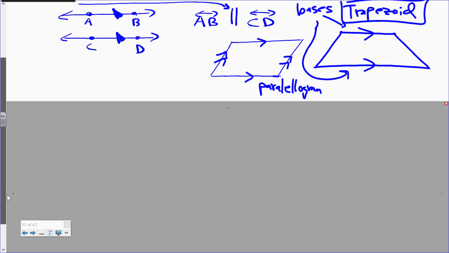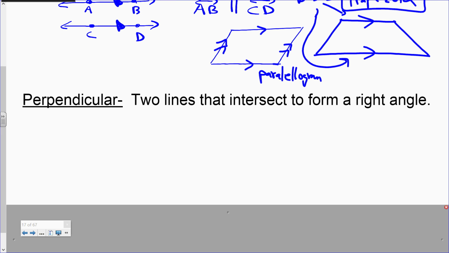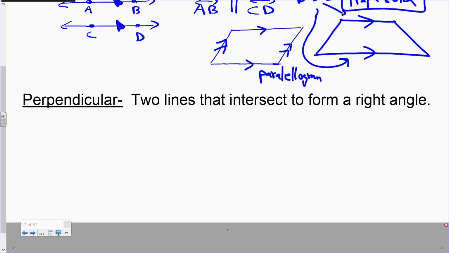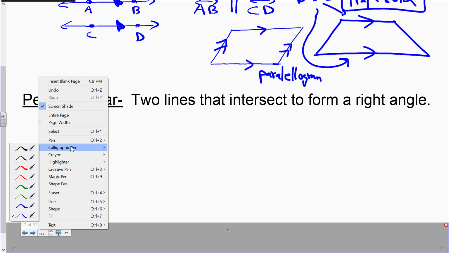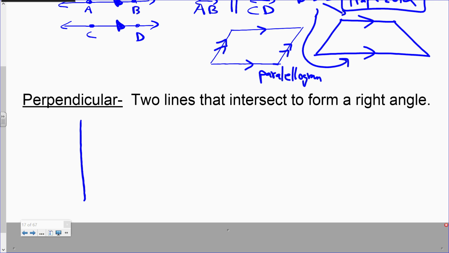Next important vocab is the word perpendicular. Let me draw two lines that intersect to form a 90-degree angle. Check it out. So here's line AB, line CD, look at this, and they intersect to form a 90-degree angle. I'm going to put a little box there. That's the universal symbol for 90 degrees. We went over that last week.